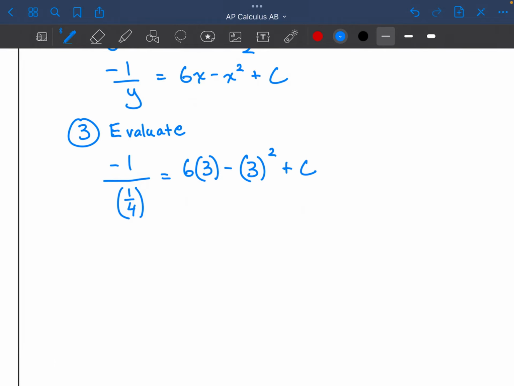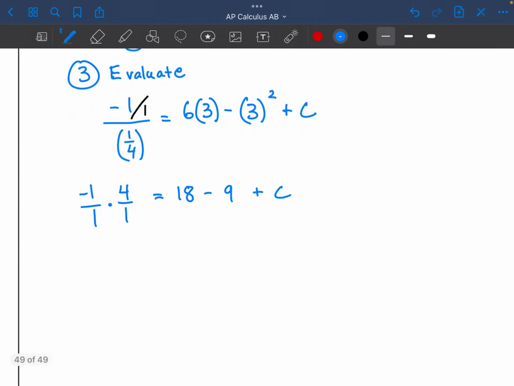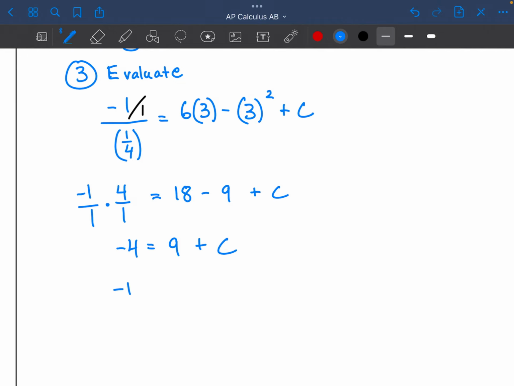The first thing on the left-hand side, it's a little bit tricky. I have a fraction within a fraction, so I'm going to keep it, change it, flip it. Really what I have is a negative 1 in the numerator. So when I keep it, I'm left with a negative 1, change it, and then I flip it. And then on the right-hand side, I have 6 times 3, which is 18, minus 3 squared, which is 9, plus c. Simplifying that a little bit more, I get negative 4 is equal to 9 plus c. Subtract 9 from both sides, I get negative 13 is equal to c.